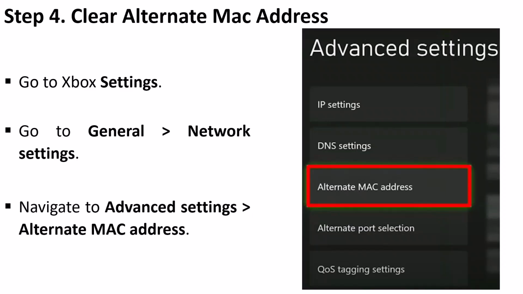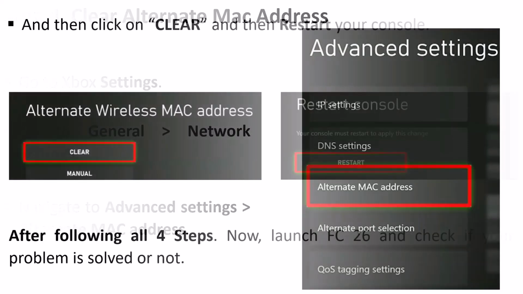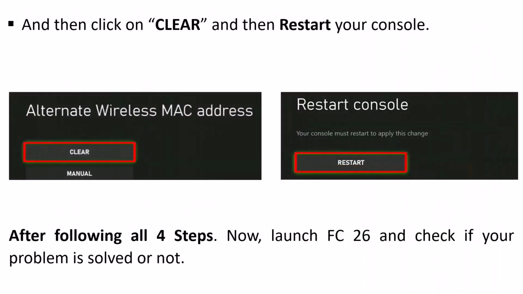Step 4. Clear alternative MAC address. Go to Xbox settings, go to general network settings, navigate to advanced settings, alternate MAC address and then click on clear and then restart your console. After following all 4 steps, now launch FC26 and check if your problem is solved or not.